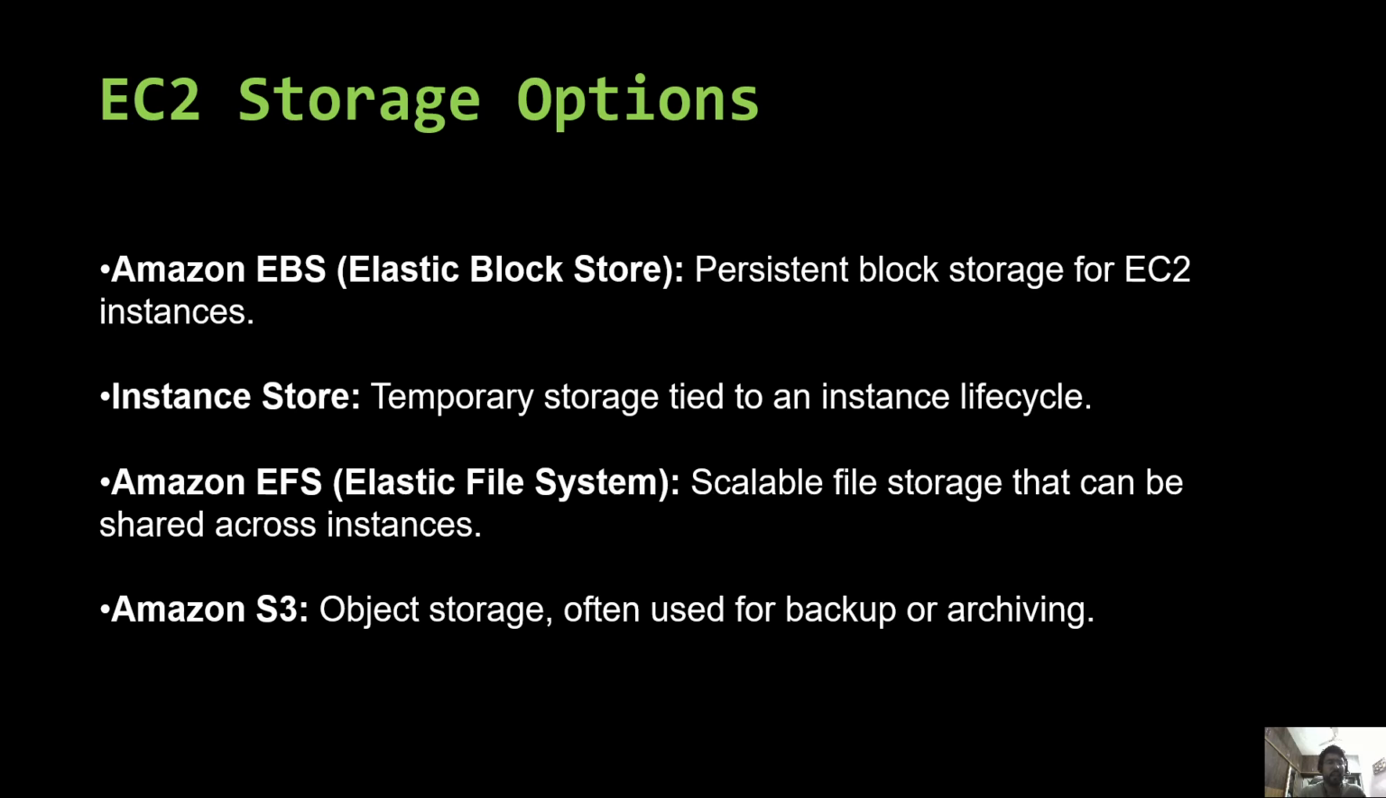The third one is Amazon EFS, that is Elastic File System, which is scalable file storage that can be shared across instances. So basically, this is the shared file system which we can use on any instance, and it is scalable so that we can increase or reduce the file system size.